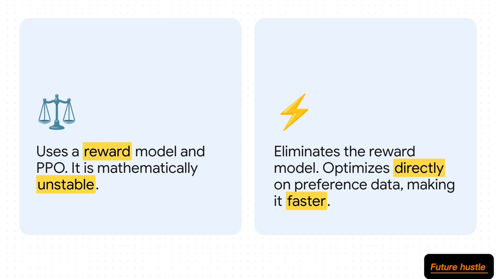So now the industry is quickly shifting to DPO. DPO is this newer breakthrough that gets you the exact same alignment but completely eliminates that middleman reward model. It optimizes the AI directly based on human preference data. It's a total game changer because it's much faster and cheaper.